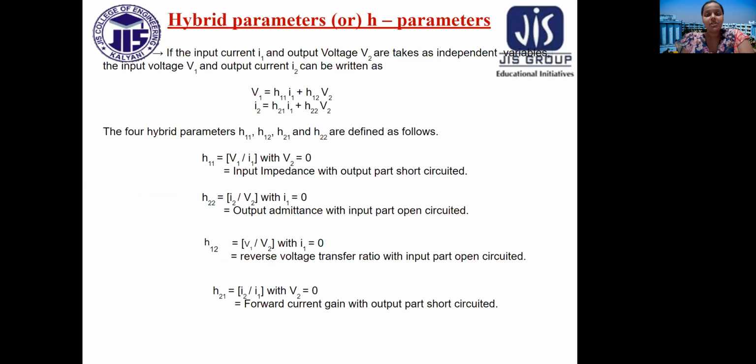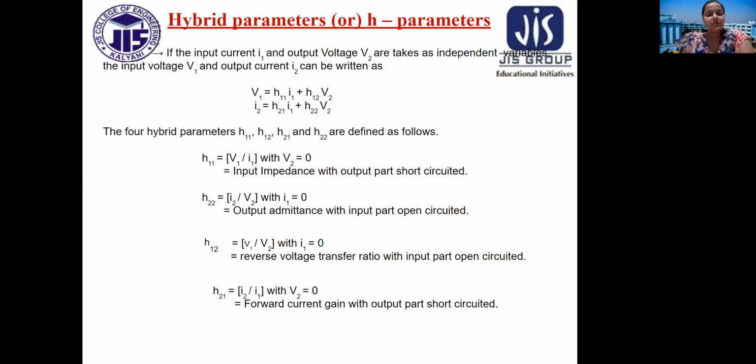Now, this is the calculation of hybrid parameters for a two-port network: input voltage and output current. Here you can see V1 and I2. So the voltage of port 1 and the current of port 2 are taken as independent, and so V1 can be written as H11 I1 plus H12 V2. This is the generalized equation of a two-port network of hybrid parameters. You have to remember these equations, and I2 equals H21 I1 plus H22 V2.